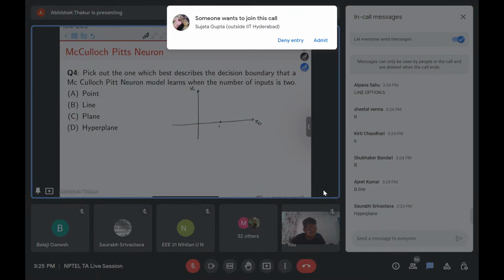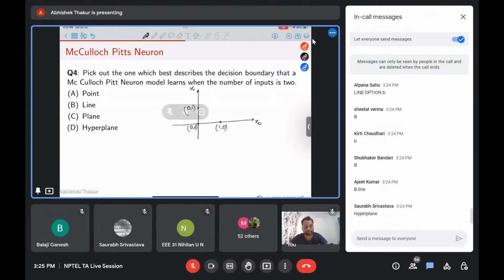Like this will be 1 0, 0 0, 0 1 and 1 1. Okay. So now in this question it is asking which decision boundary will classify the sets of inputs into the two outputs. If you draw a line from here to here, this can easily classify that this part is output equal to 0 and this part is output equal to 1. So a line can easily classify.